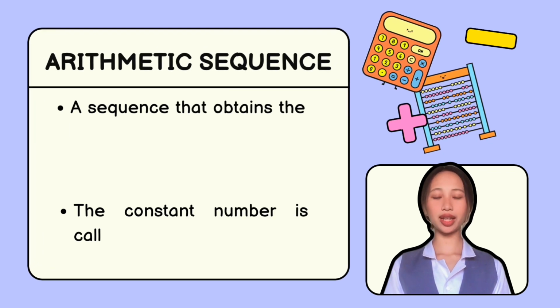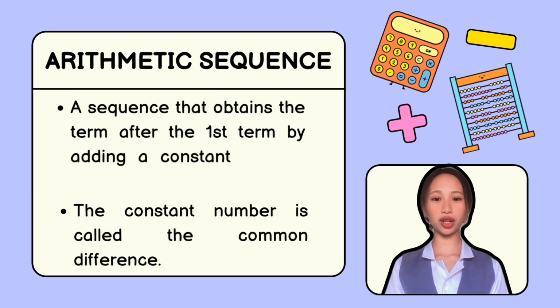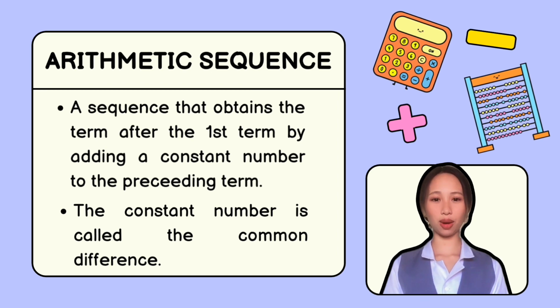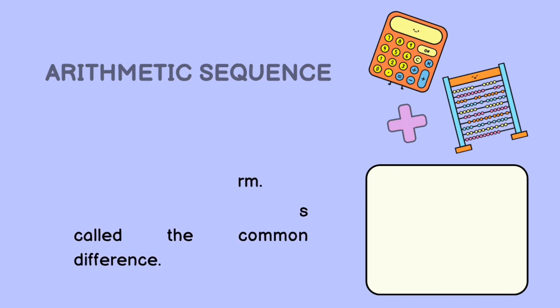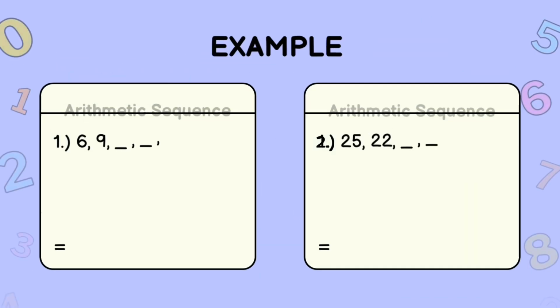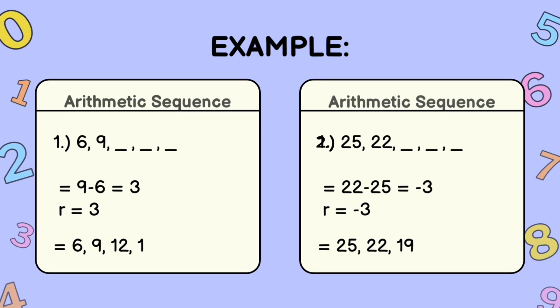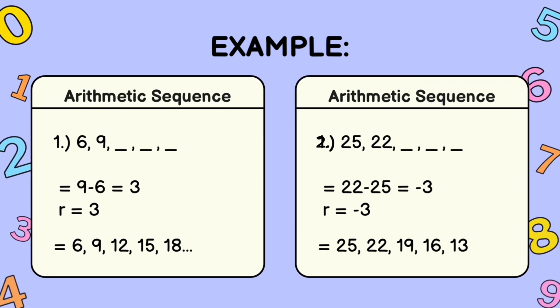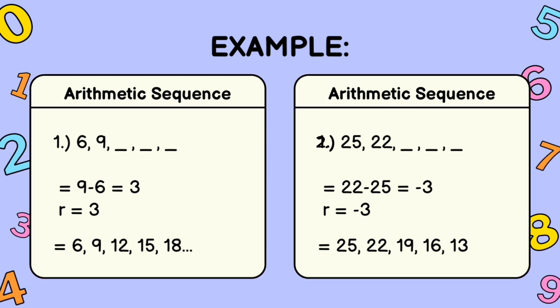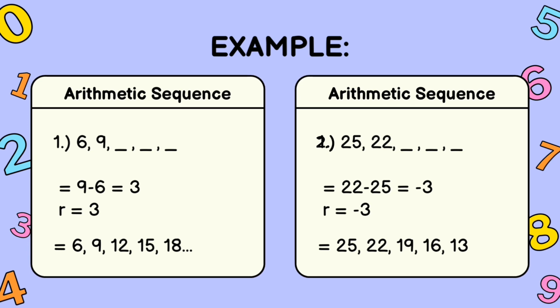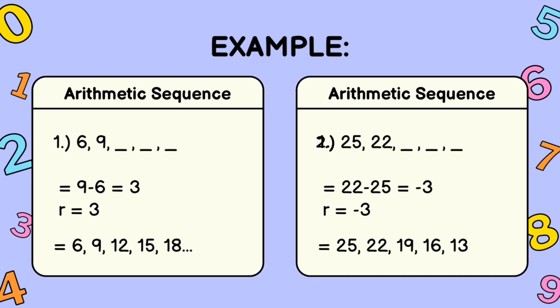Arithmetic sequence. An arithmetic sequence obtains the term after the first term by adding a constant number called the common difference to the preceding term. For example, given the numbers 6 and 9, what number can be added to 6 to have 9 as the sum and the second term? To get that, you'll find the difference of 9 minus 6, which is 3. So 3 will be the common difference. To finish it up, 12 comes next after 9, 15 after 12, 18 after 15, and so on.